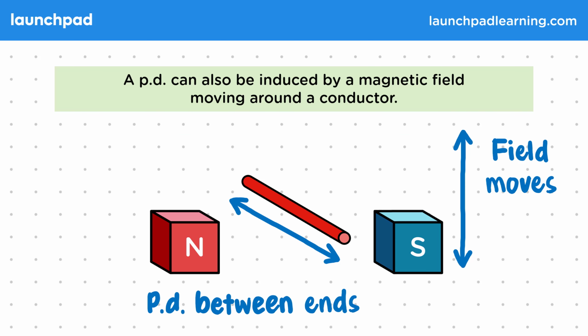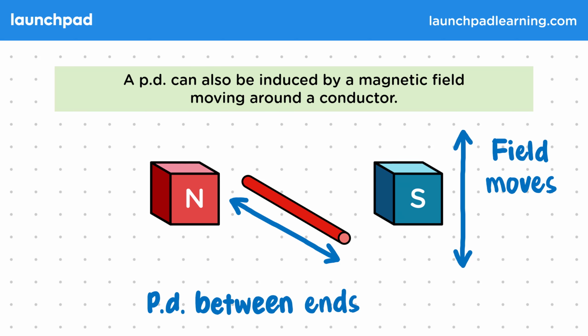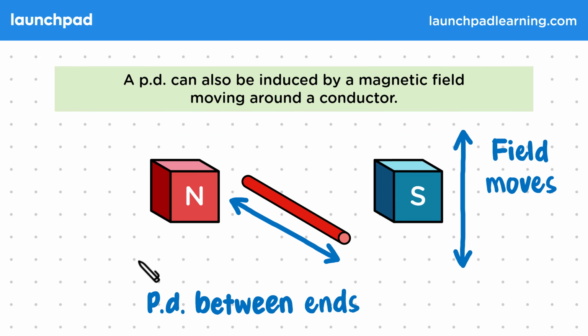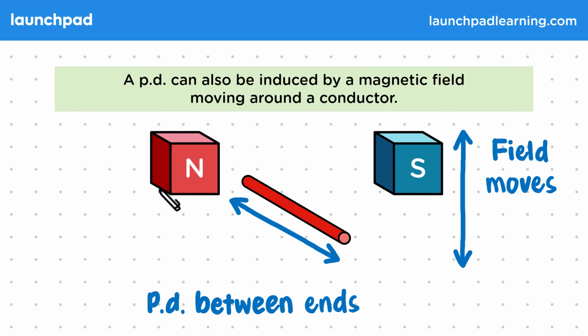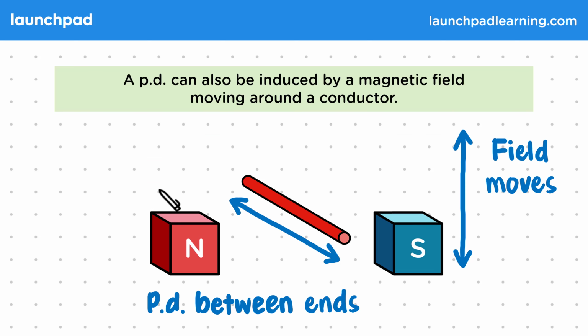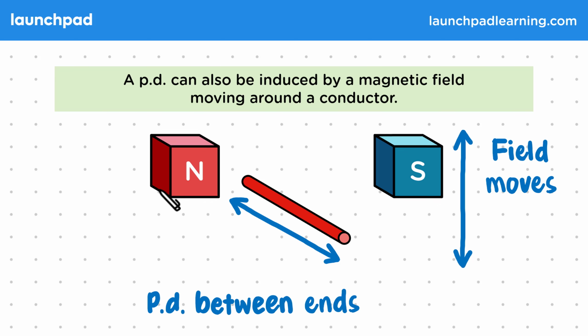It doesn't matter which of the two moves, just so long as they're not both still or not both moving in the same way. We can describe this as relative motion between the conductor and field. But it's always important that the conductor cuts the field lines in some way. So why is this?